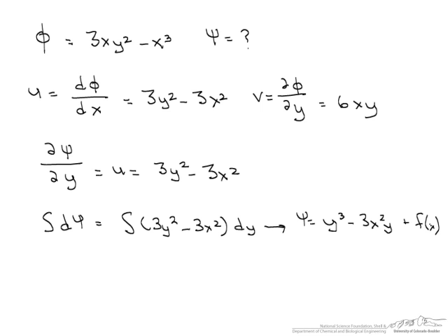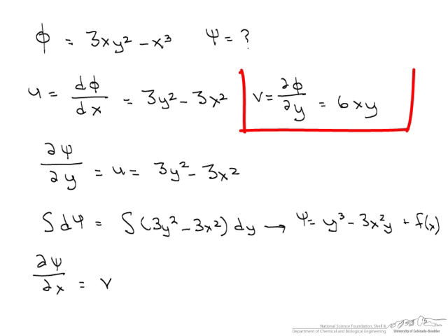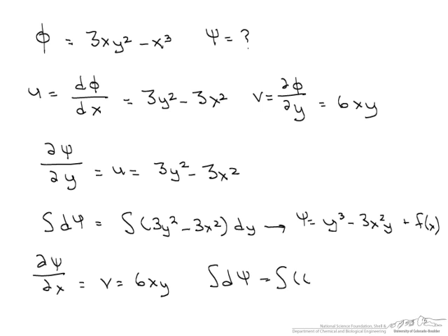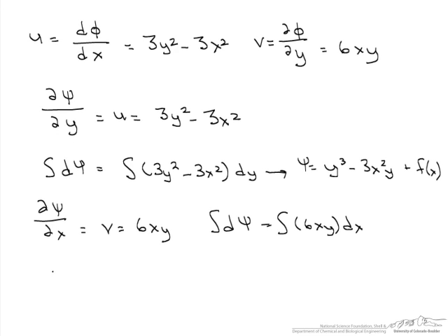So this is only part of the stream function. The next part is with respect to x, which equals v, which equals 6xy. And so we do the exact same thing, separate and integrate, but now this is with respect to x, and when we solve for that stream function, we end up with minus 3x squared y plus some function of y. By the way, this should be minus, which is why this is negative and this is negative.